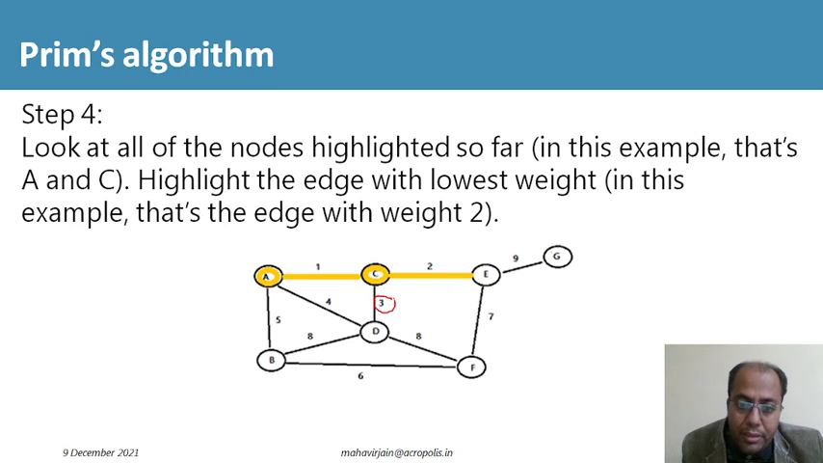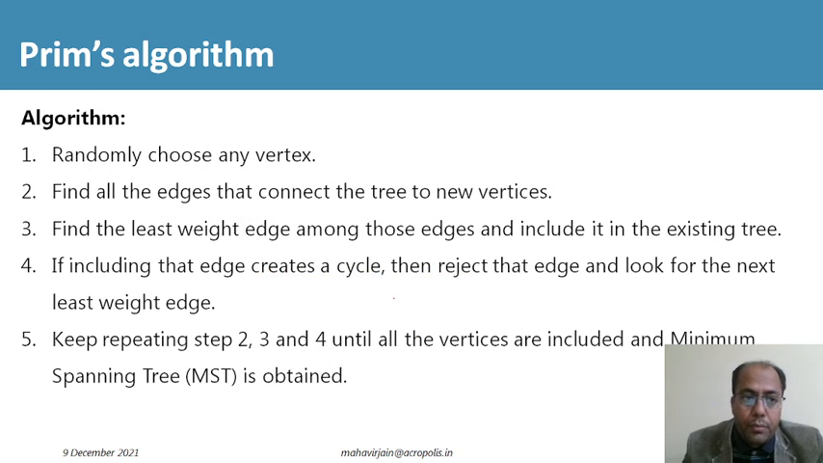I need to mention the difference between Prim's and Kruskal's. In Kruskal's, you need not choose any vertex; you can pick random edges and connect them. But in Prim's algorithm, you need to choose a source vertex, then pick the smallest edge available from that vertex, and continue, and you will get the minimum spanning tree.